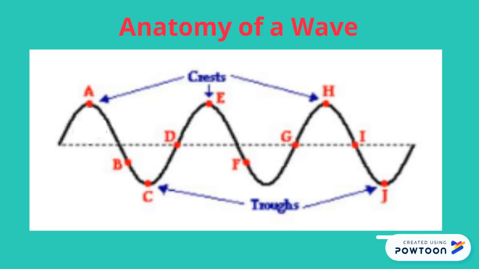First, let's look at a wave moving through a string. The dashed line in the middle is called the equilibrium or rest position of the string. This is where the string would be if there was no disturbance moving through it. Different spots on the string can be above or below this position at different times.